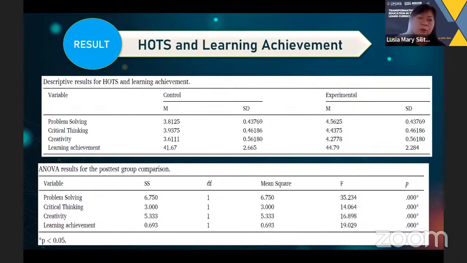And for HOTS and learning achievement, the experiment group also has a higher result than the control group. You can see from the descriptive, the mean, and also the ANOVA. Why do I use ANOVA for HOTS? Because I did not apply a pre-test for HOTS. HOTS is cultivated in the classroom, and then we see the result and check using the post-test.